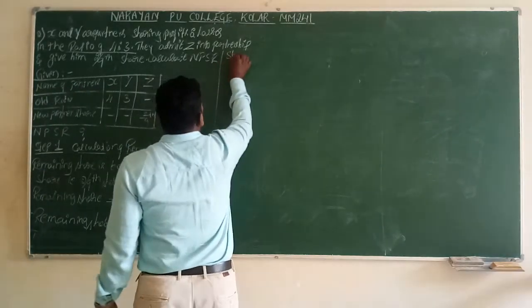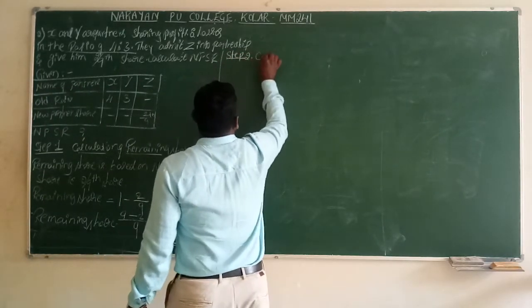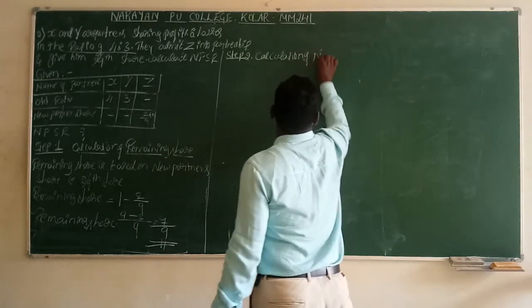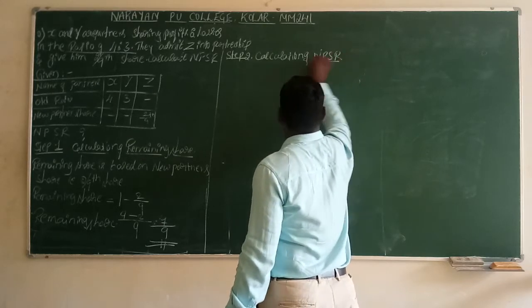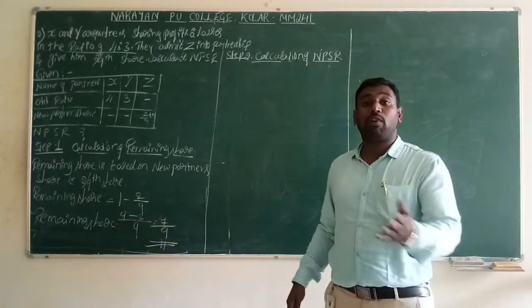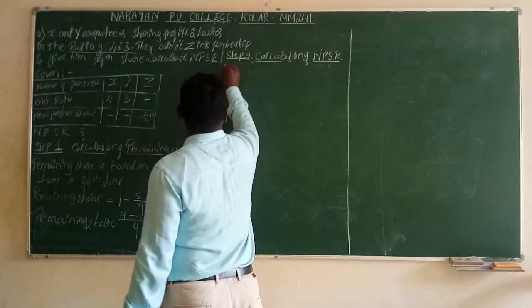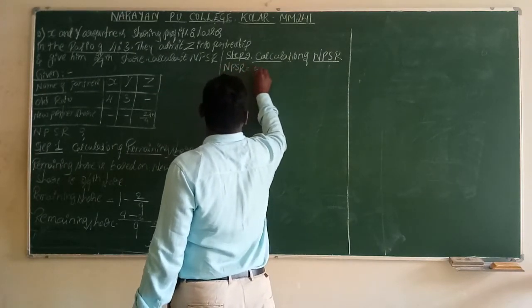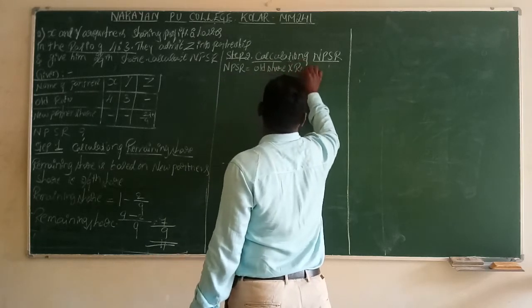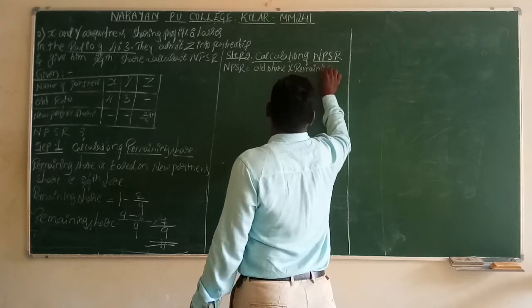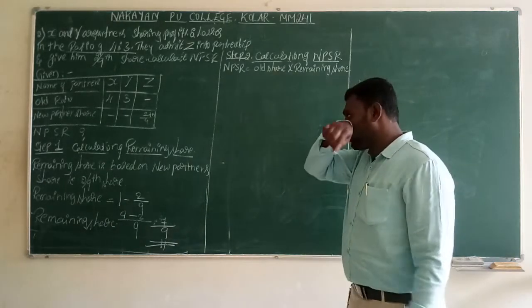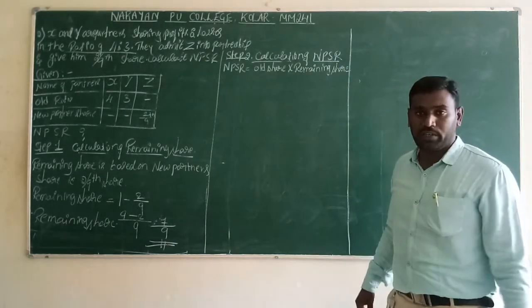So here step 2: calculation of NPSR, the new profit sharing ratio. We have to calculate it. For this also the formula will be changed. Therefore, NPSR is equal to old share or ratio into remaining share. So this is the formula. With the help of this formula, we have to calculate the new profit sharing ratio.